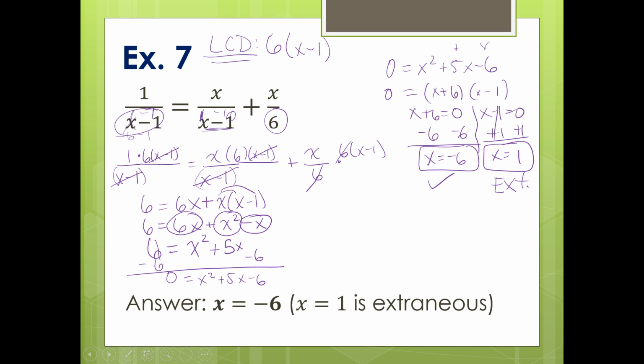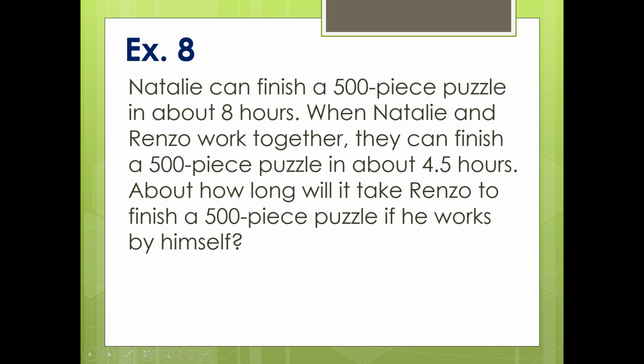Okay. Now, let's see how we can solve a word problem with rational equations. So, I don't know if any of you guys have heard these types of problems before, but we have these, what they're called work problems, is how long does it take people to do stuff. So this says Natalie can finish a 500-piece puzzle in about 8 hours. When Natalie and Renzo work together, they can finish a 500-piece puzzle in about 4.5 hours. About how long will it take Renzo to finish a 500-piece puzzle if he works by himself?